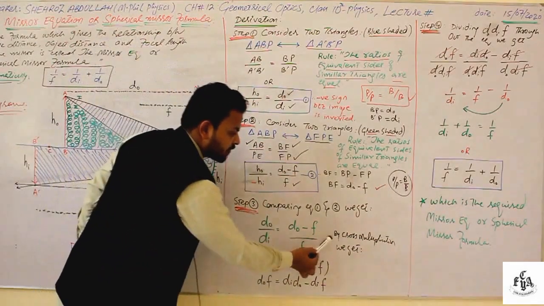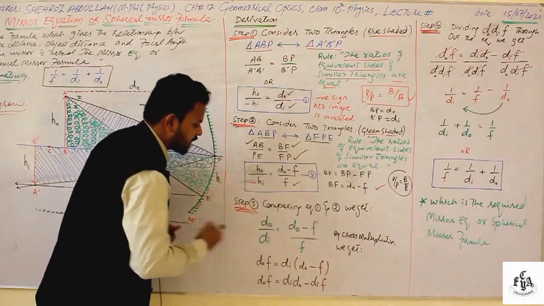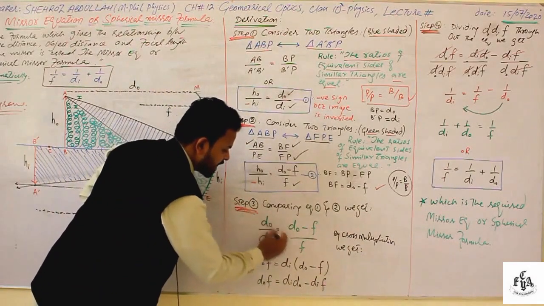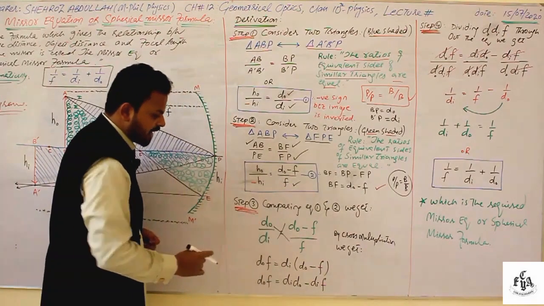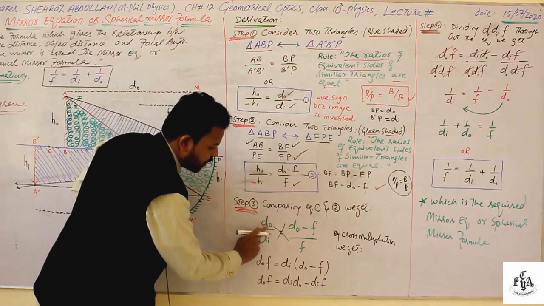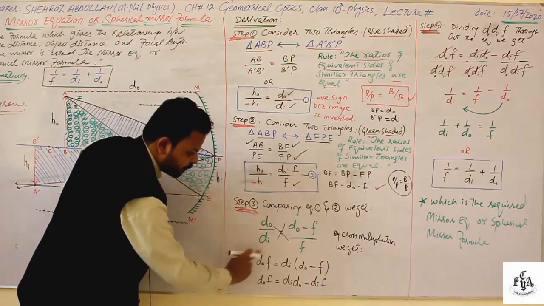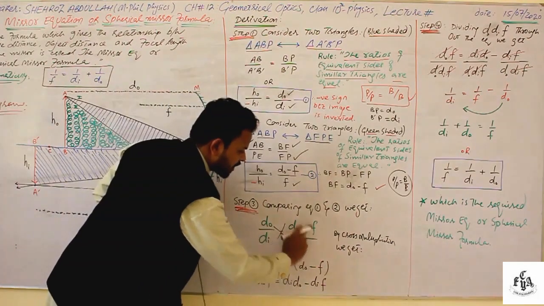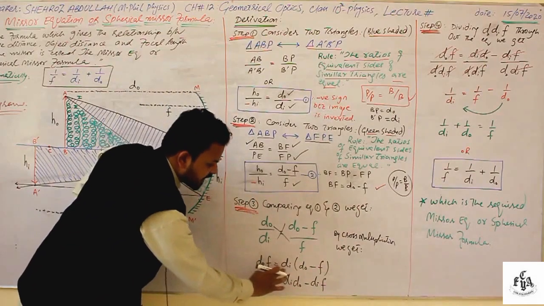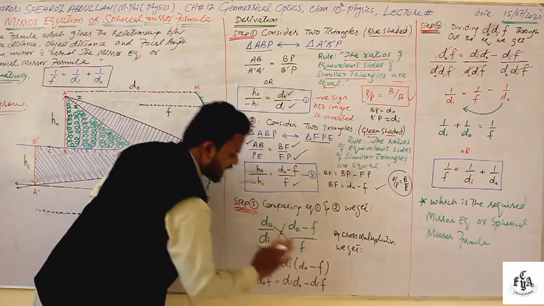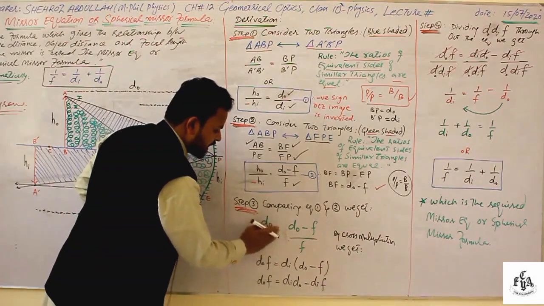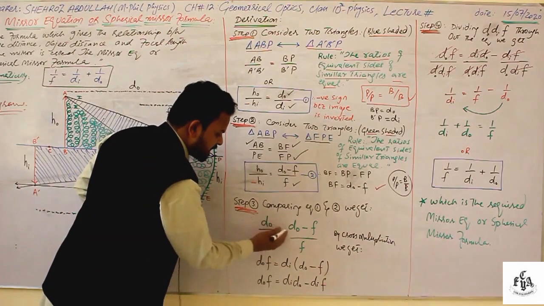Now we do cross multiplication, multiplying these two terms. By cross multiplication we get d naught f, and di with d naught minus f. Di into d naught minus f, multiplied, gives di d naught minus di f. Okay? Is it clear up to here? Done? No problem?